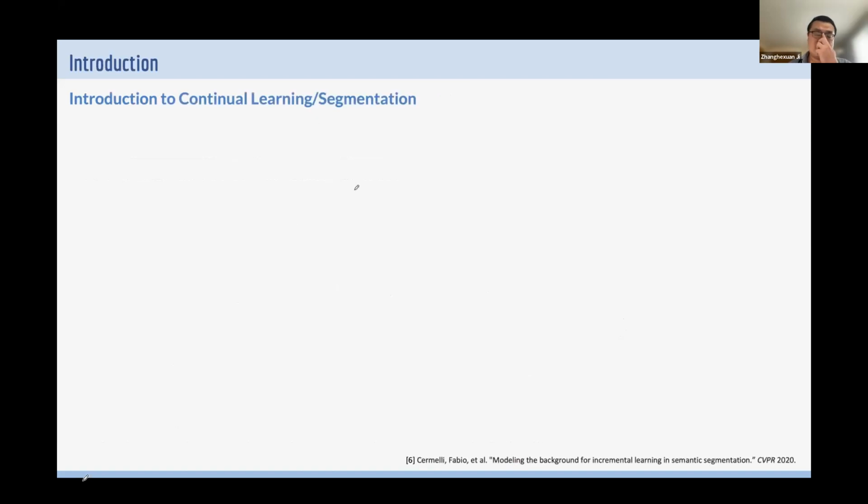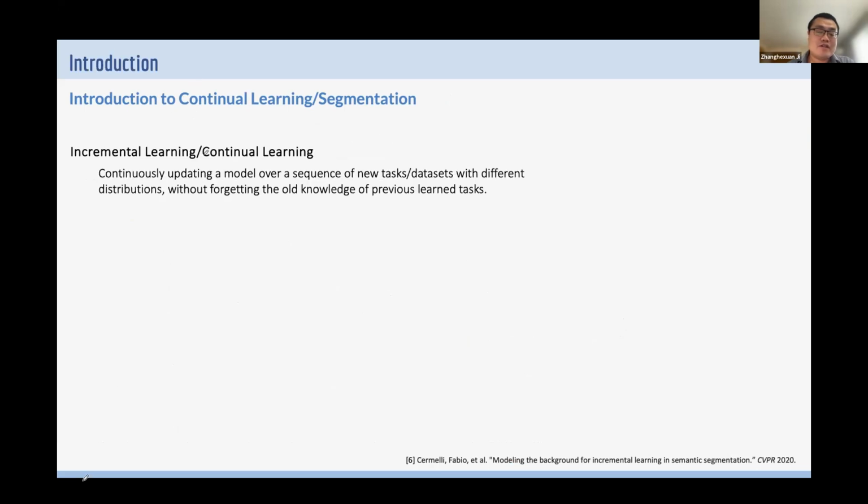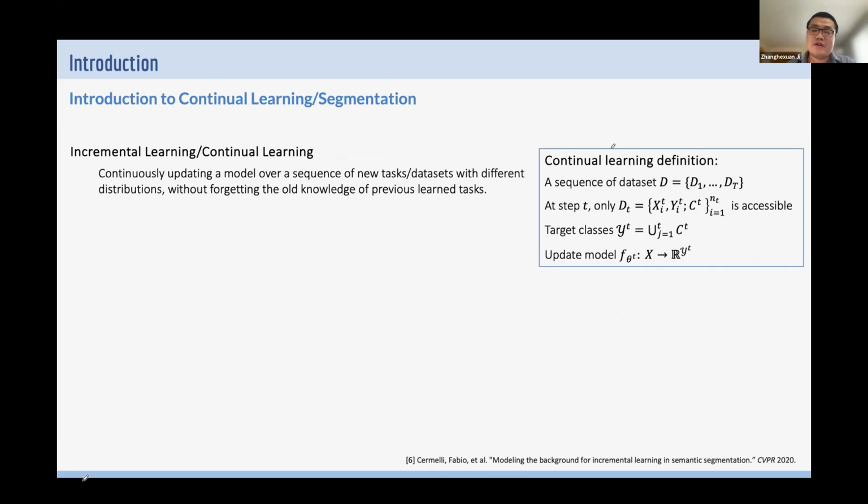Before we move to the method part, I need to give a brief introduction to continual learning to better understand this machine learning task. Continual learning asks you to continually update a model over a sequence of new tasks and data sets with different distributions without forgetting the old knowledge of previous learning tasks. So this is the definition of continual learning, right?